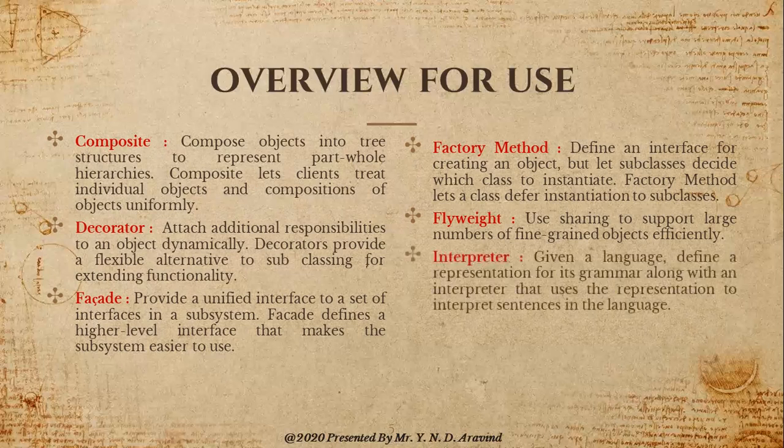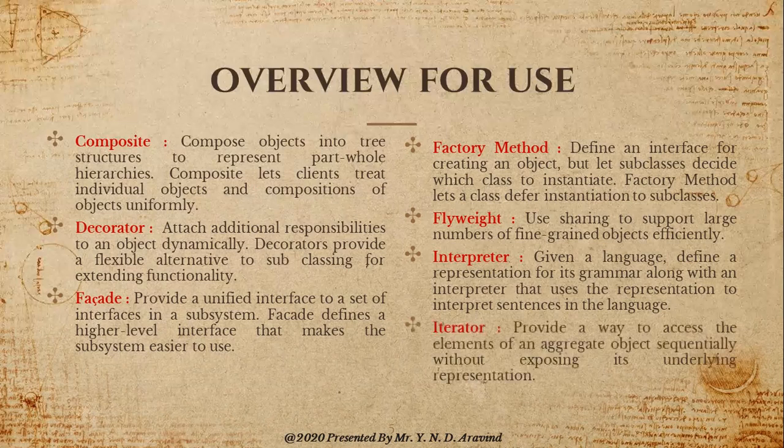The 12th one, Interpreter. Here, given a language, we define a representation for its grammar along with an interpreter that uses the representation to interpret sentences in the language. Next, Iterator, which provides a way to access the elements of an aggregate object sequentially without exposing its underlying representation.